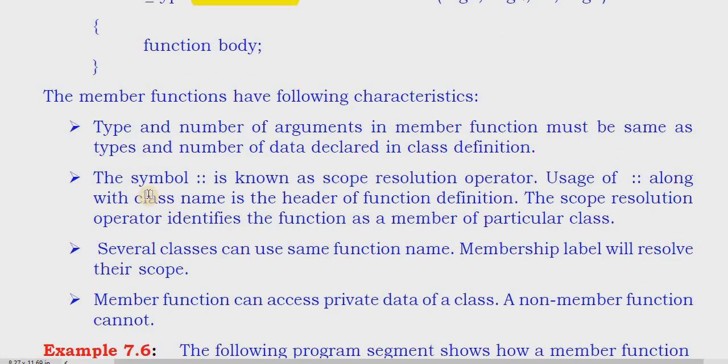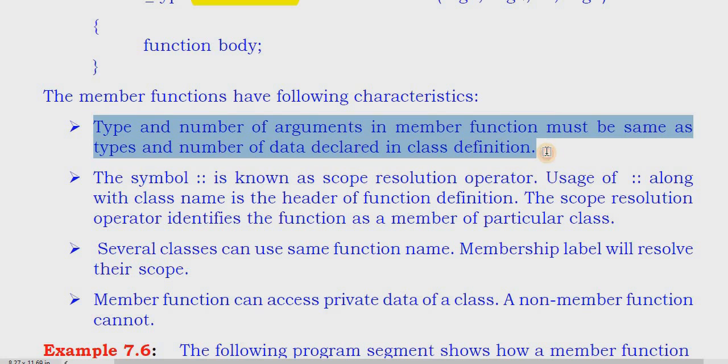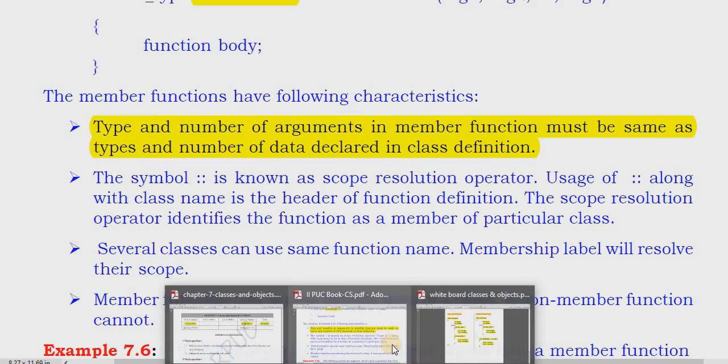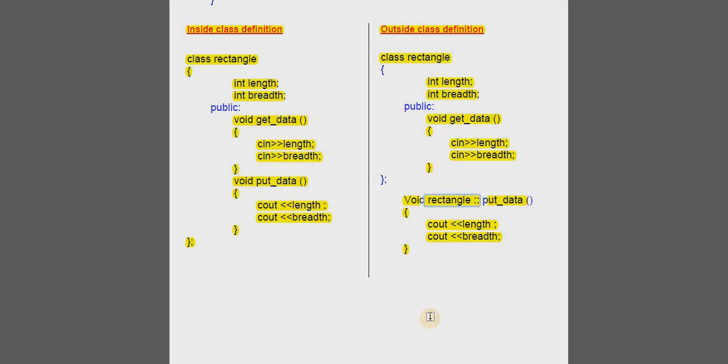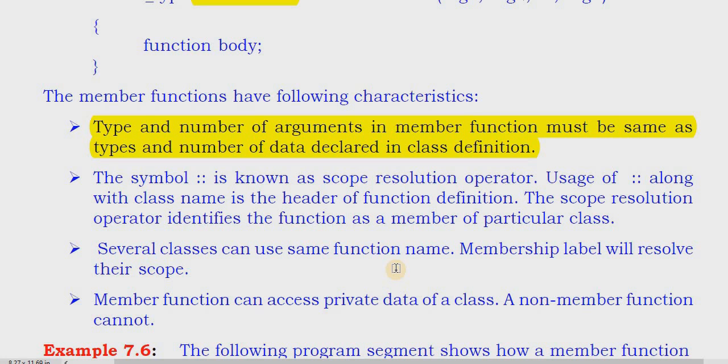Okay, there are some characteristics. The type and number of arguments in the member function must be the same as the types and number of data declared in the class definition. Okay, here the declaration of this one has been missed. Okay, here an important point: this double colon is called the scope resolution operator. So where is it used? Scope resolution operator is used when we are defining a function outside class body.